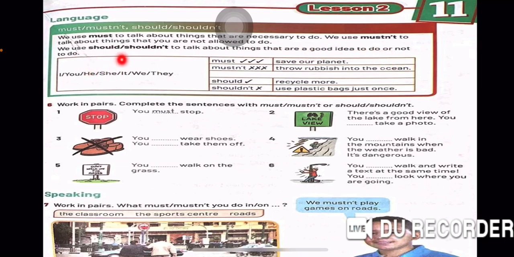Again, we use should or shouldn't to talk about things that are a good idea to do or not to do. We use must to talk about things that are necessary to do. We use mustn't to talk about things that you are not allowed to do. Now, you can answer these questions by yourself.